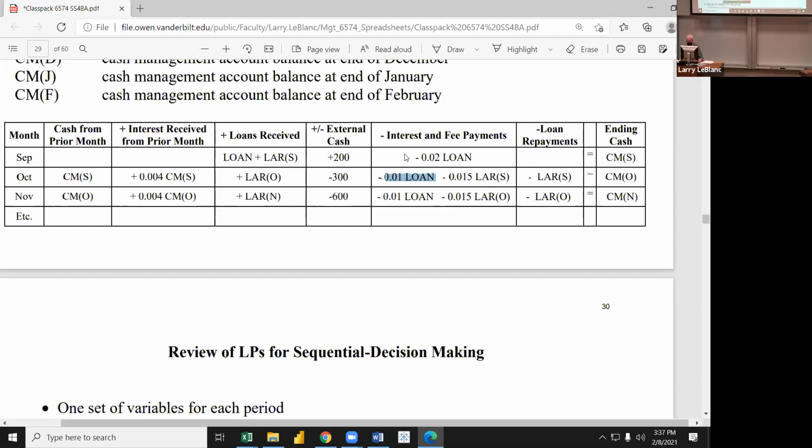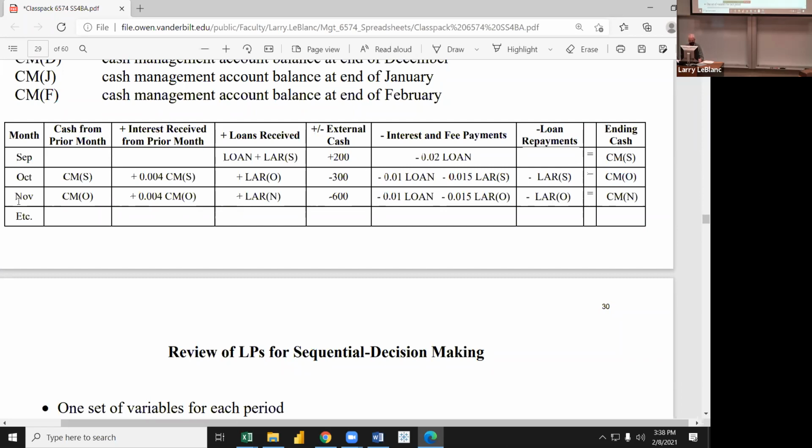The loan origination fee is paid only once at the beginning. The 0.02 is a 1% loan origination fee plus 1% interest in September. In October, you have 1% interest. You have the 1.5% on the loan against receivables from the prior month. You have to pay back the principal of the loan against receivables for September in October. The sum and difference of this row in the table is CM of O. That should be an equal sign. Cash management account at the end of October, etc.